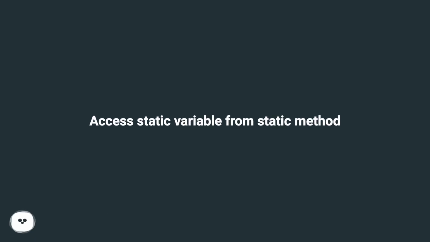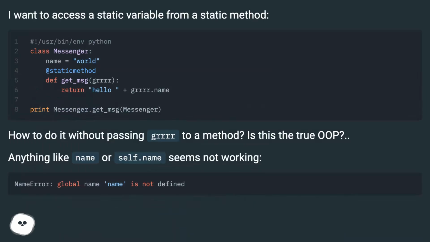Access static variable from static method. I want to access a static variable from a static method. How to do it without passing growling to a method? Is this the true OOP? Anything like name or self.name seems not working.